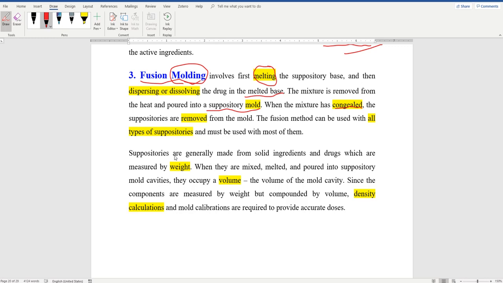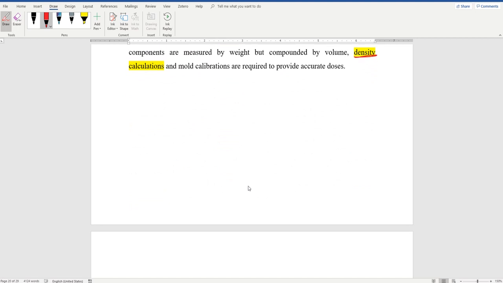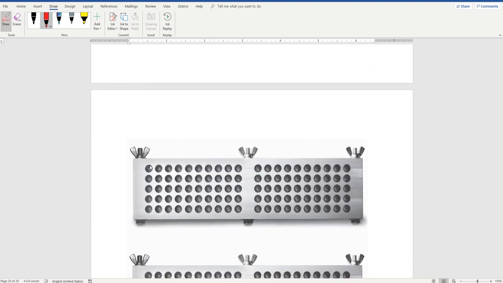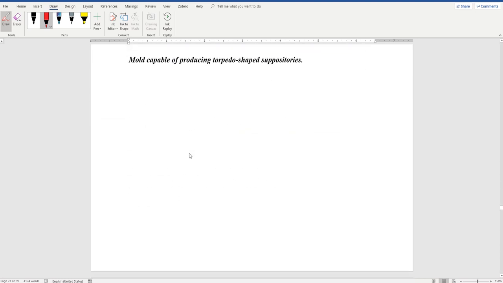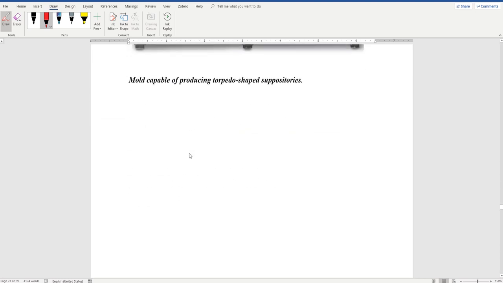Again here we have a problem. What is the problem? As with compression molding, we have a specific volume here, and what we need is a weight. I need a weight of drug inside, but what I have here is a volume. So how can I solve this problem? I will explain it to you now in more detail.